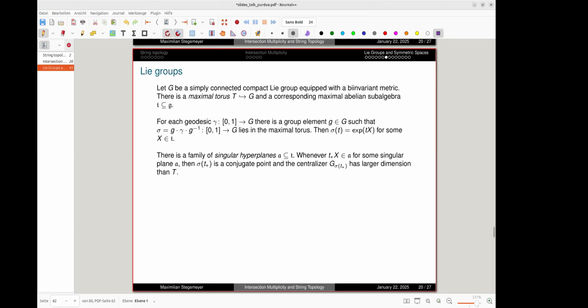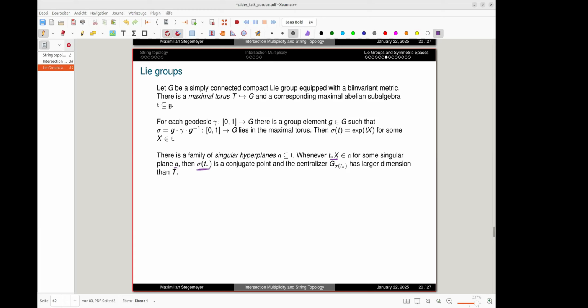Okay, now I need to talk a bit about some geometric input here. It turns out that there's a family of hyperplanes, and they are called singular hyperplanes. Singular is just a name. Inside this maximal abelian subalgebra, whenever this straight line meets such a singular hyperplane, then sigma of t star, the point on this geodesic, is conjugate to the base point, and of course as a base point we take the identity element in the group.